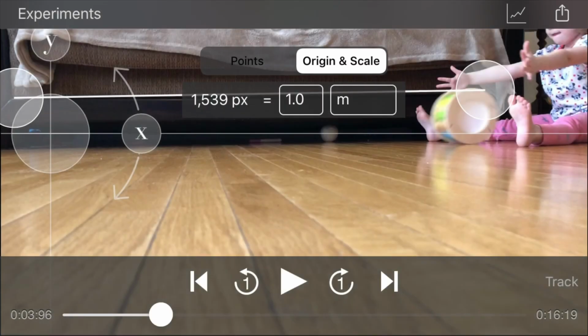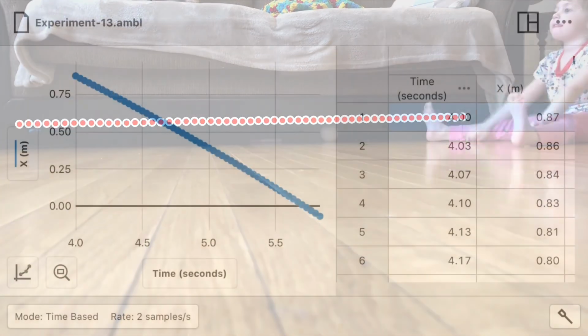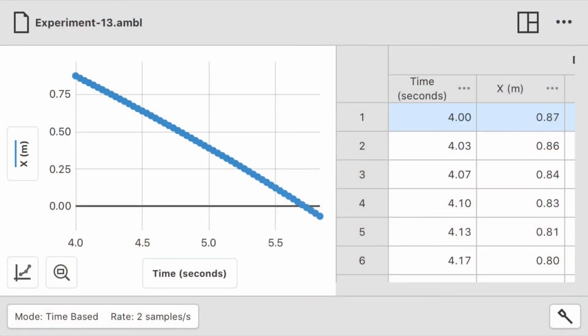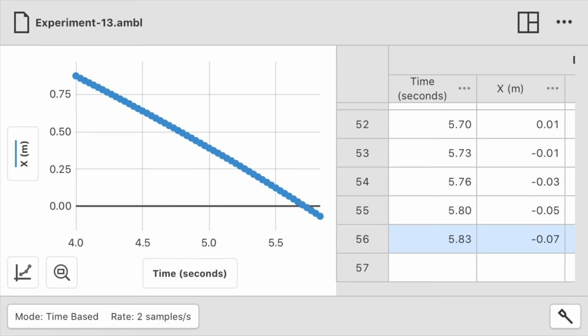For this little experiment, you're going to see Nora push the drum from where she is to the right of the reference point back towards the reference point. So that's going to be a little different. This is the first negative slope we've seen in our position time graphs for this whole video. Our time, in this case, that it started at was 4 seconds, and the object had an initial position of 0.87 meters right of the 0 reference point. Our final position is negative 0.07 meters, so just slightly left of the 0 meter reference point at a time of 5.83.